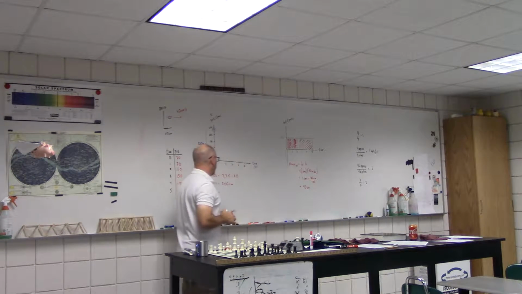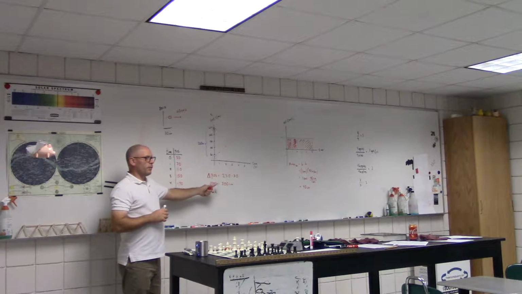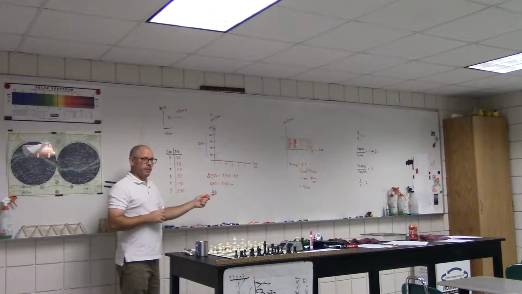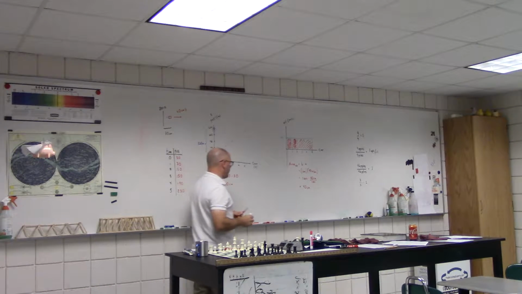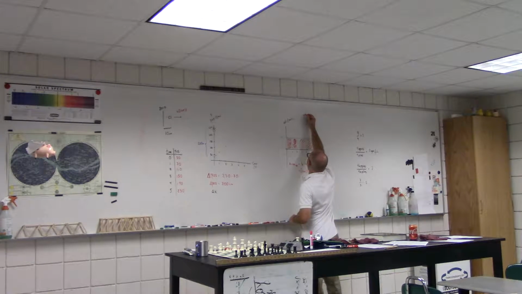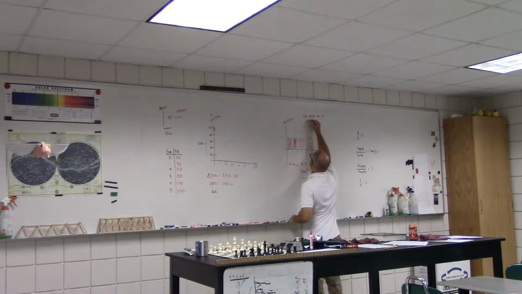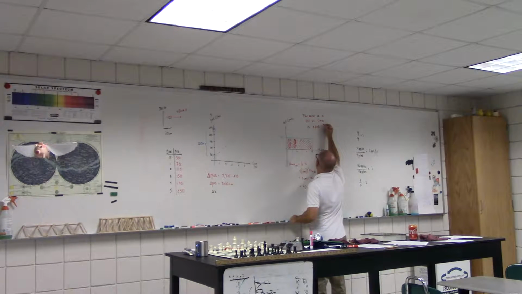200. What else is 200? What else is 200? It's the change in the position, remember? So here's the moral of the story. The area on a velocity versus time graph is the change in the position. It basically tells you how far you went.